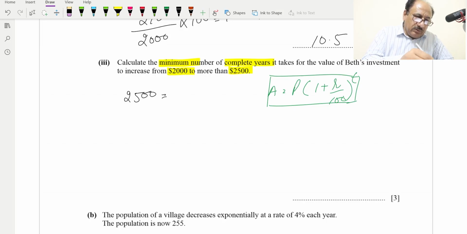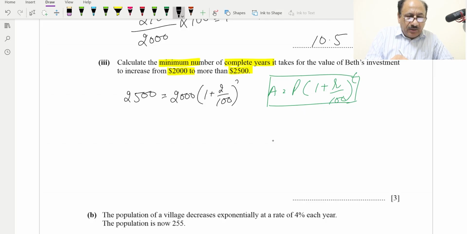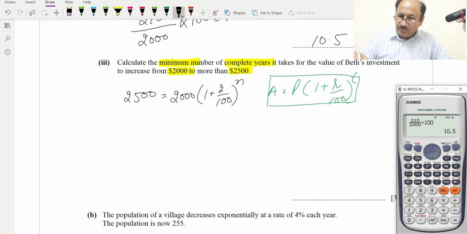So 2500 will be the principal amount, 2000, into (1 + 2/100) raised to the power n. So this n value we have to calculate. The simplest way, if I tell you, is this one. So just type this equation.